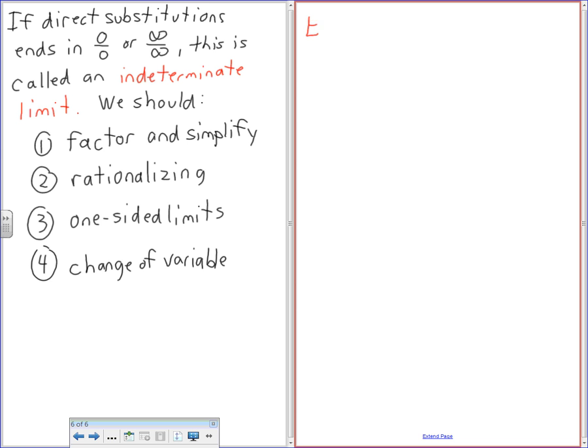Example 1. Whoops, sorry, I actually have two example 1s for some reason in my notes. Example 2 says, evaluate the limit as x approaches 2 of (4 minus x squared) over (2 minus x).